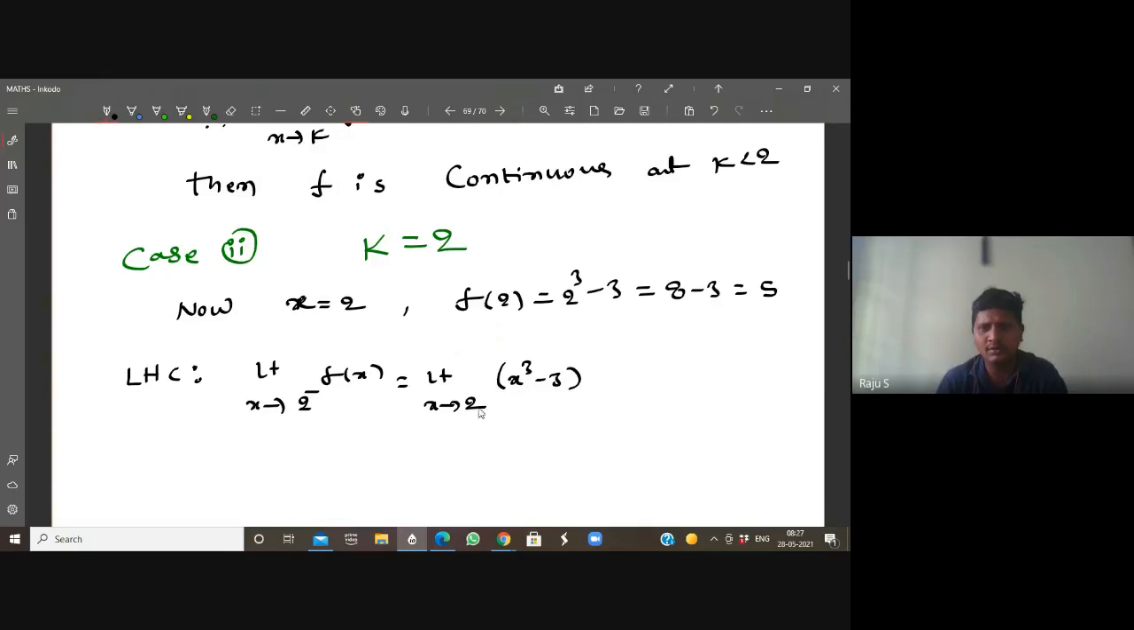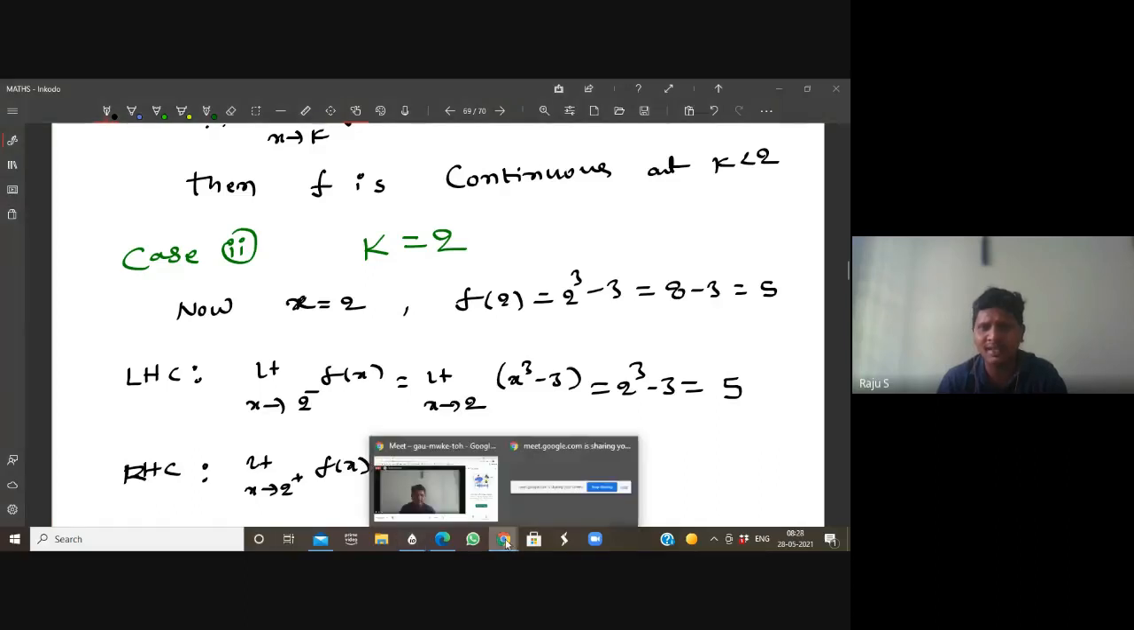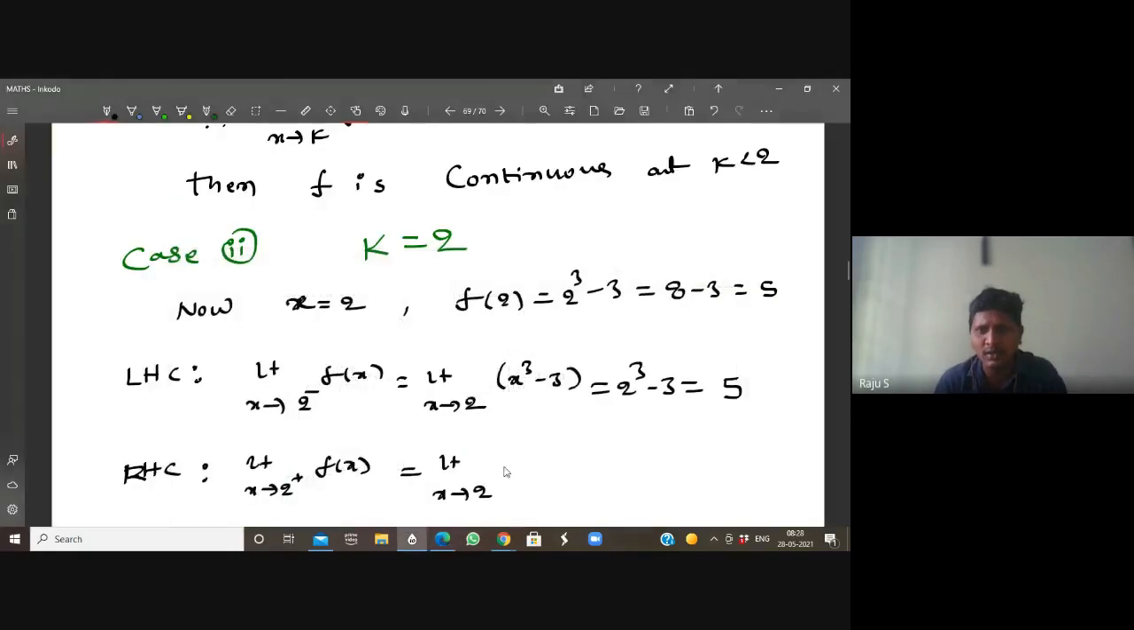Right. So this is equal to 2 cube minus 3. That is again 5. So left hand continuity also we got as 5. Then RHC. Okay. So that is limit x tends to 2 plus f of x. When x tends to 2 plus, meaning greater than 2, the function is x square plus 1. So 2 square plus 1 is equal to 5.